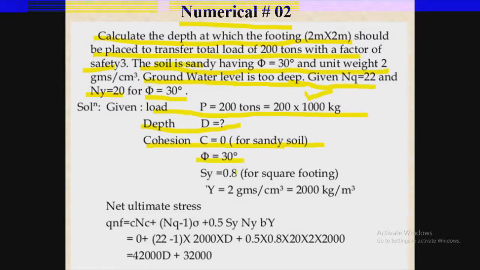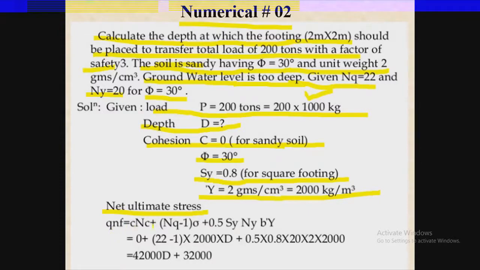Okay, so S gamma for the sphere footing, this is the shape factor, is equal to 0.8 and gamma is 2 grams per cubic centimeter. If we convert this into kilogram per cubic meter, it will be equal to 2000. Now the net ultimate stress acting on the foundation, q_nf, you can also represent this with q_nu.